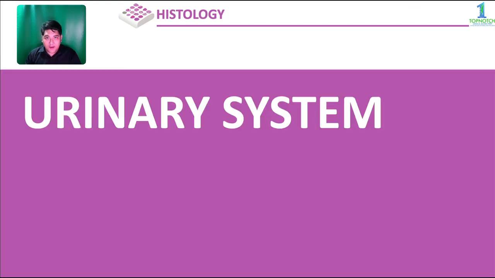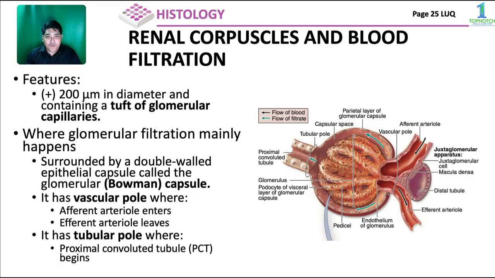Okay? Okay, ngayon pag-usapan natin ang urinary system. Okay, so let's focus on the renal corpuscle. The renal corpuscle contains your tuft of glomerular capillaries. No, this is where your filtration happens, and your capillaries is surrounded by your Bowman capsule. It's a double wall capsule.